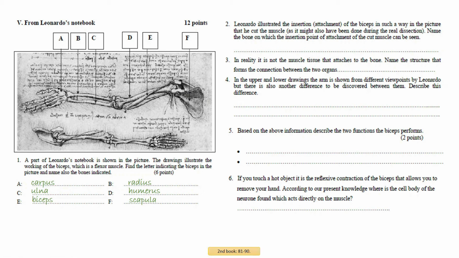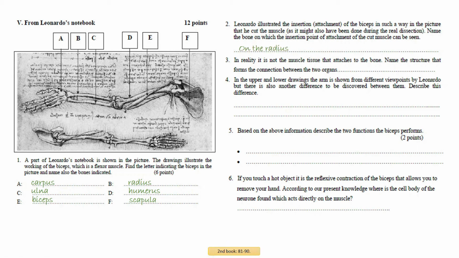Okay, exercise 2. Leonardo illustrated the insertion attachment of the biceps in such a way in the picture that he cut the muscle, as it might also have been done during the real dissection. Name the bone on which the insertion point of attachment of the cut muscle can be seen. So the bone is the radius.